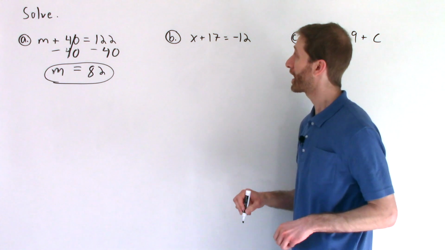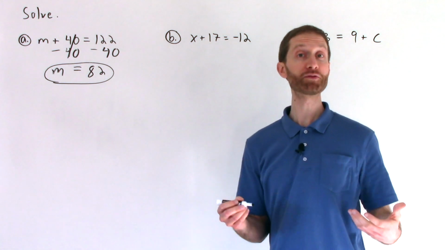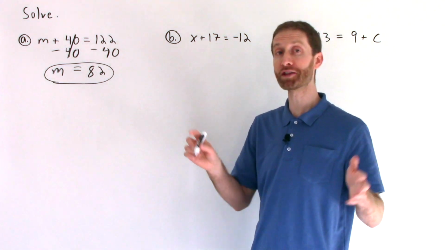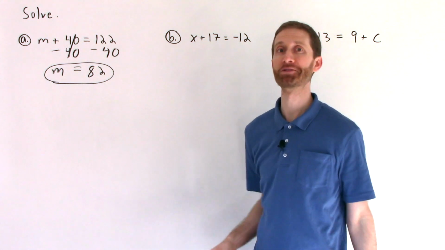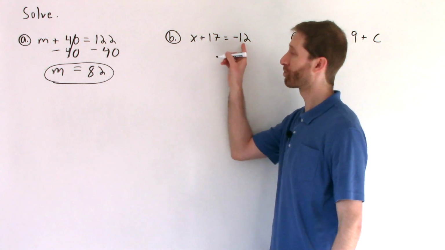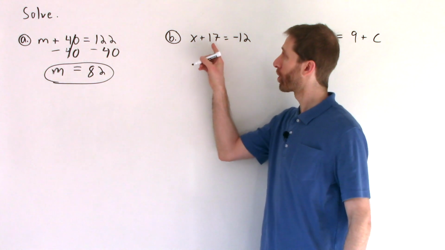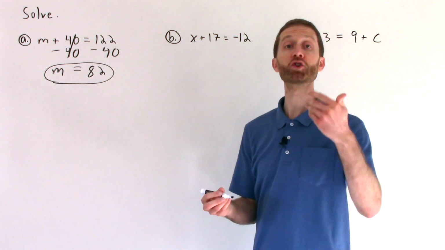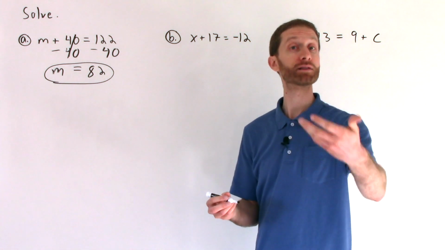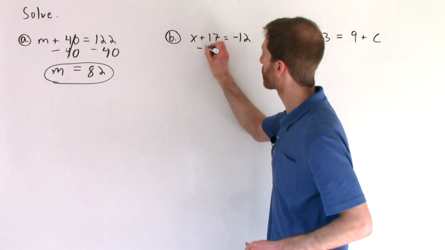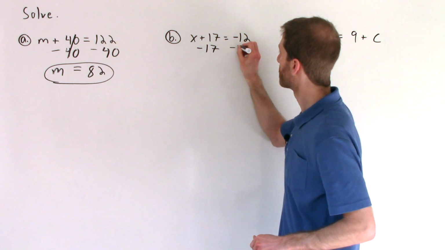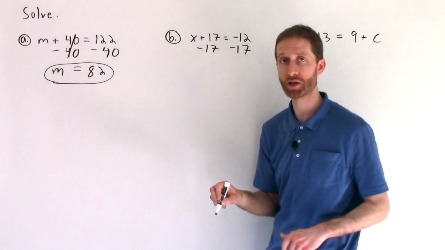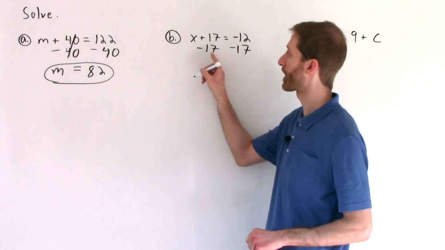Here we go. x plus 17 is equal to negative 12. Oh no, there's a negative 12 on the other side of the equation. It's not a big deal. We don't really worry about the negative 12. We're only concerned with undoing plus 17. So let's focus on that. We undo addition of 17 by subtracting 17. So we subtract 17 from both sides, keeping that truth of the equation. That's why we do the same operation on both sides.